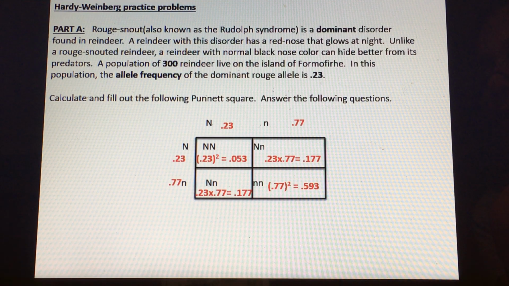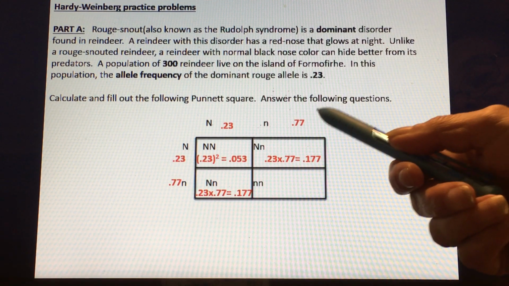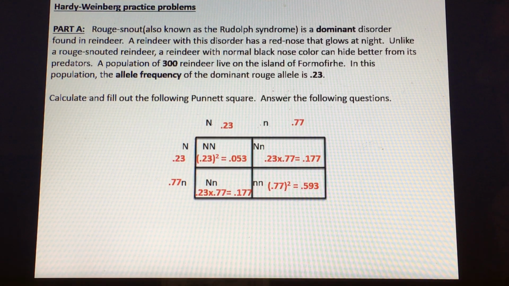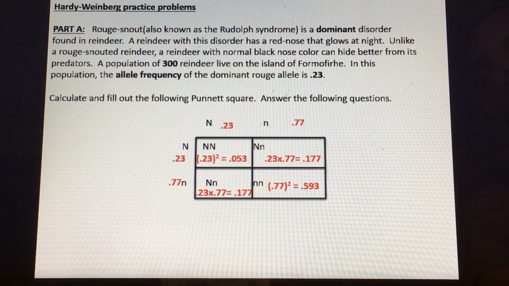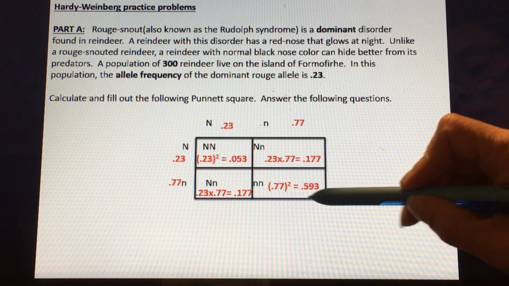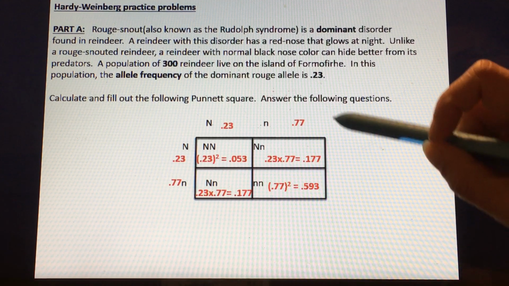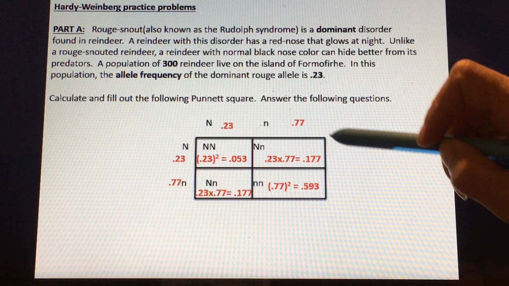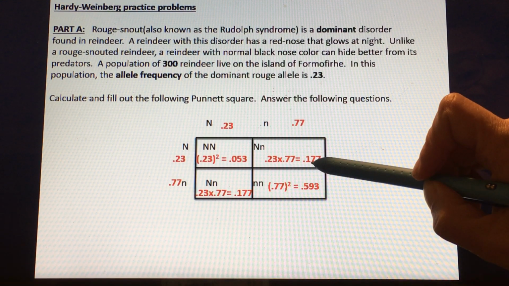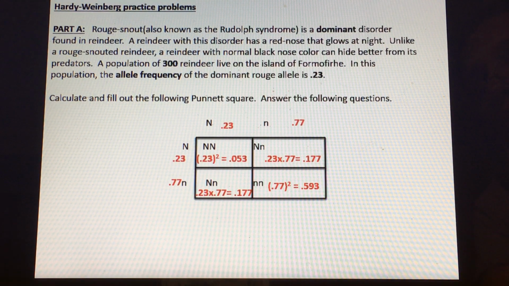And then if we want to find the genotypic frequency of the homozygous recessive, we do 0.77 times 0.77, or 0.77 squared, which is 0.593. So what this means is that 59.3% of the population would be homozygous recessive. Now with these, for the heterozygous individuals, we have to add those together. So it would be 0.177 times 2.